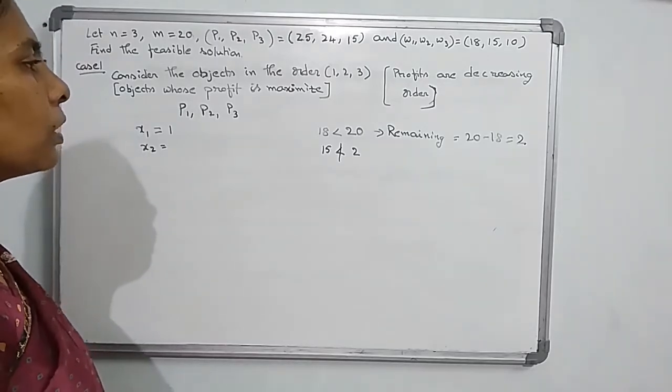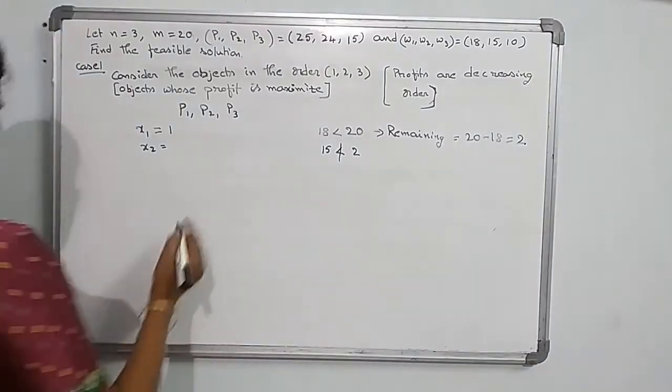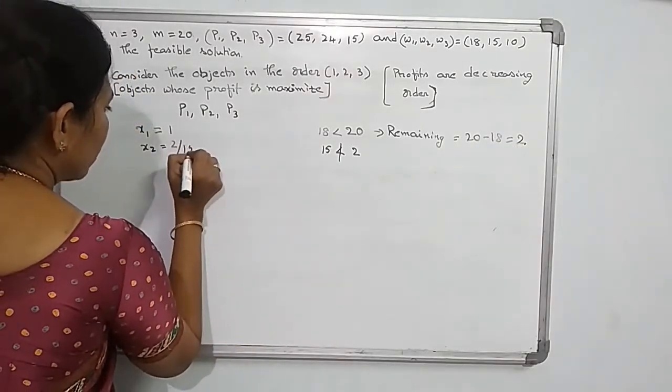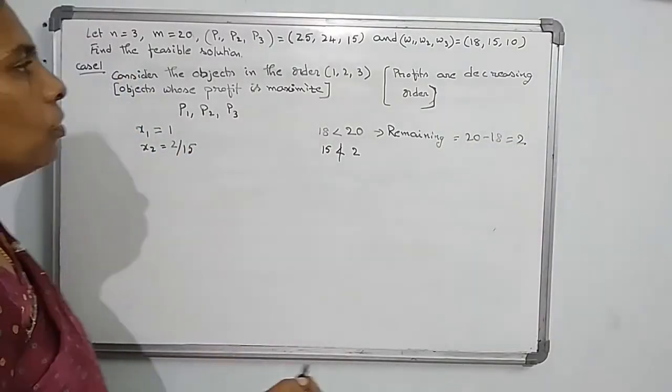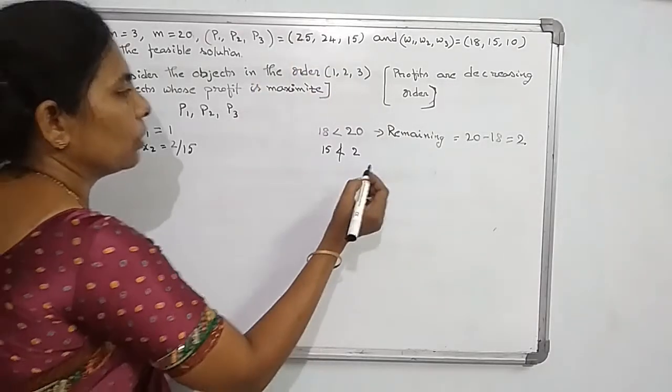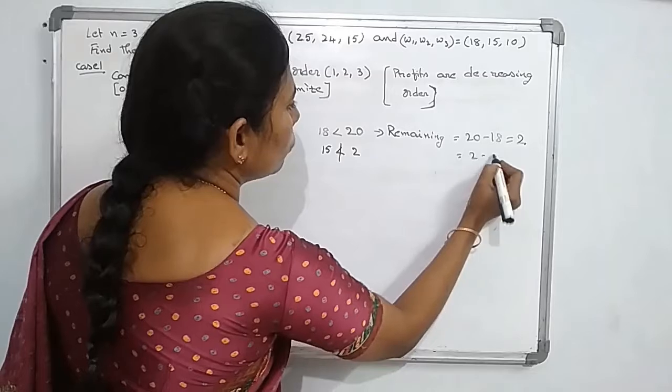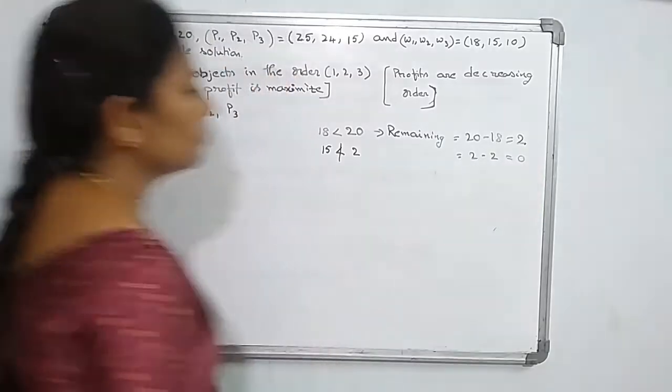So depending on that one, you can take the fraction part. That fraction part will come from the remaining balance 2 by actual weight 15. Okay, next you can go to this one. Whenever you are in the two parts, in that the balance equals 2 minus 2, 0.